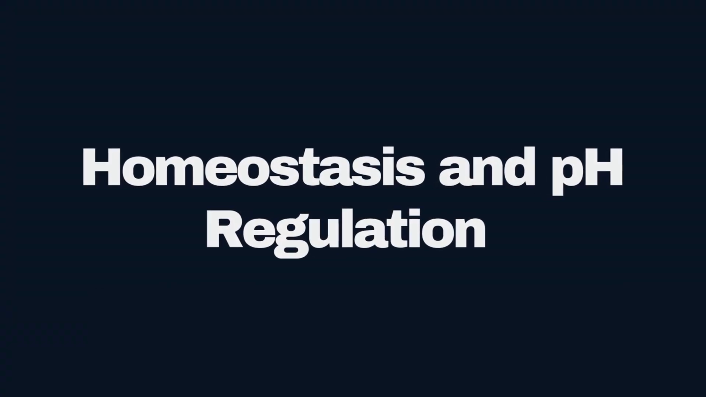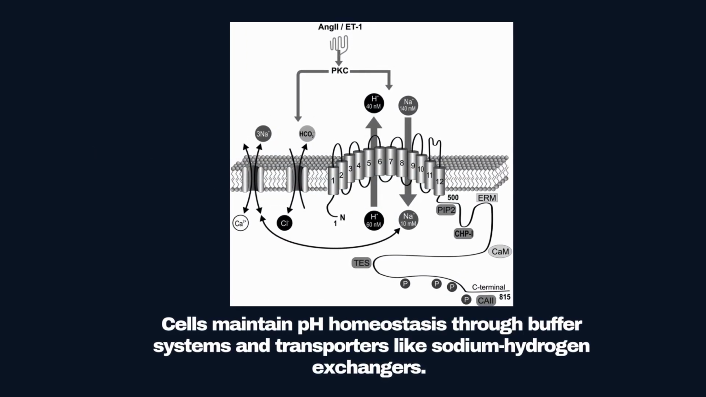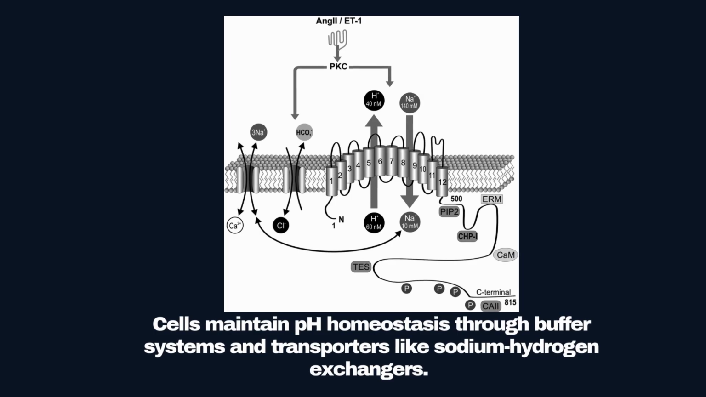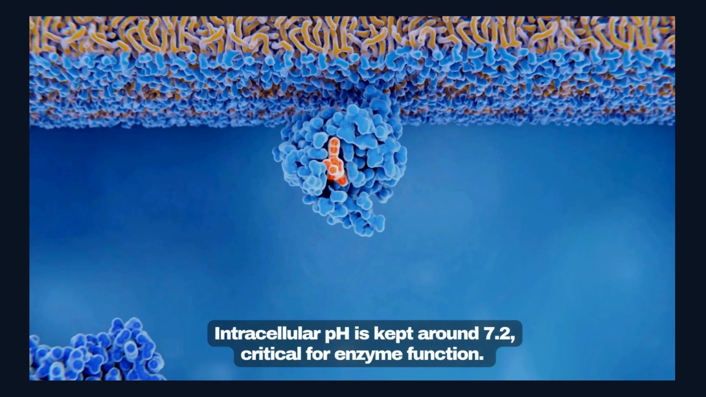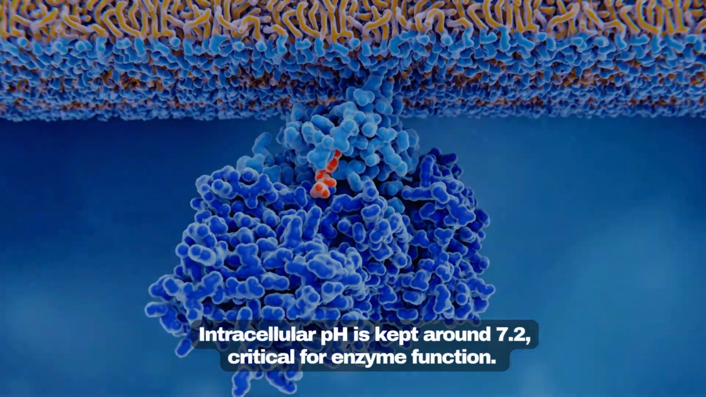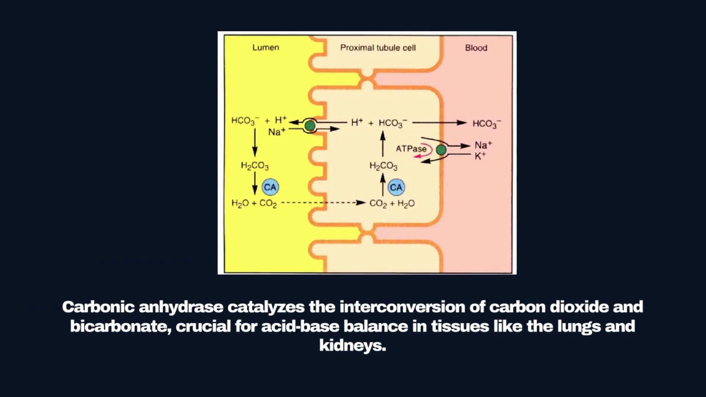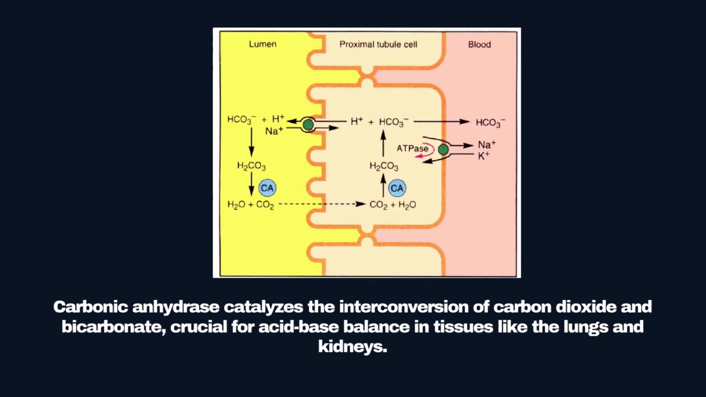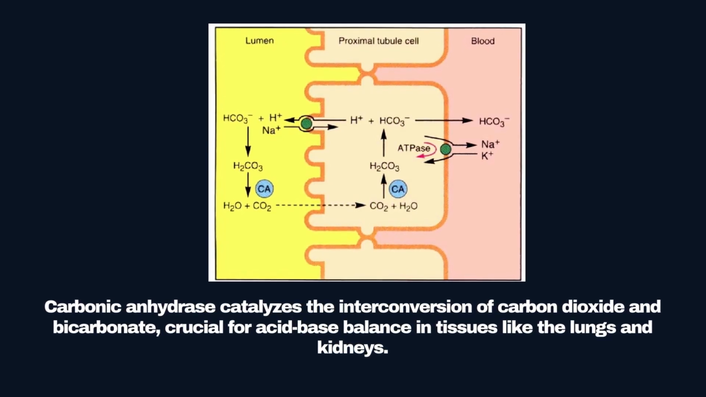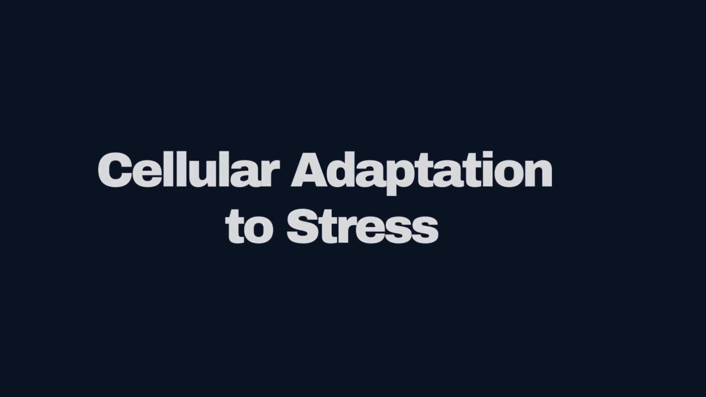Homeostasis and pH regulation. Cells maintain pH homeostasis through buffer systems and transporters like sodium-hydrogen exchangers. Intracellular pH is kept around 7.2, critical for enzyme function. Carbonic anhydrase catalyzes the interconversion of carbon dioxide and bicarbonate, crucial for acid-base balance in tissues like the lungs and kidneys.